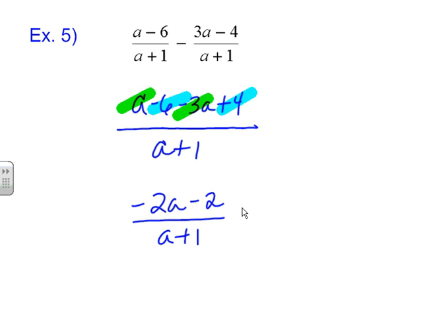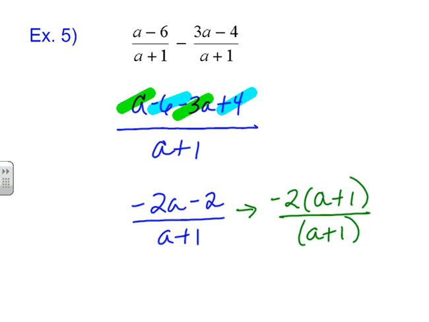Now we're going to do some factoring. In that numerator, we can take out a negative 2, leaving behind a plus 1. And in the denominator, we have an a plus 1 as well. We know that these a plus 1s will cancel because they are like binomials in the denominator and the numerator. That means that our final answer to this problem is just negative 2.